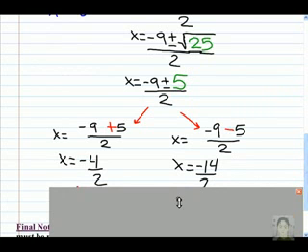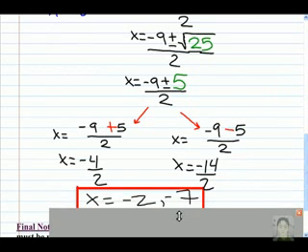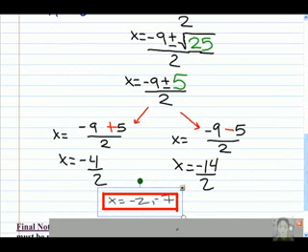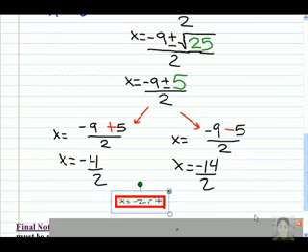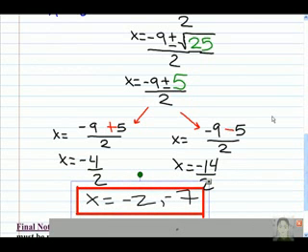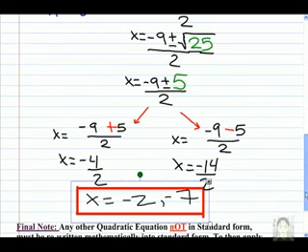Be very careful with the rules of positive and negative numbers. At the end, when you're done simplifying, you get the two answers: negative 2 is equal to x, and also negative 7 is equal to x.